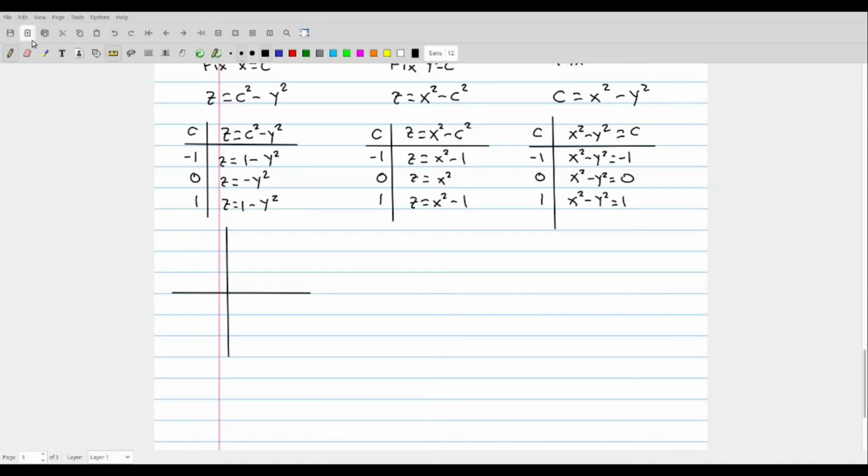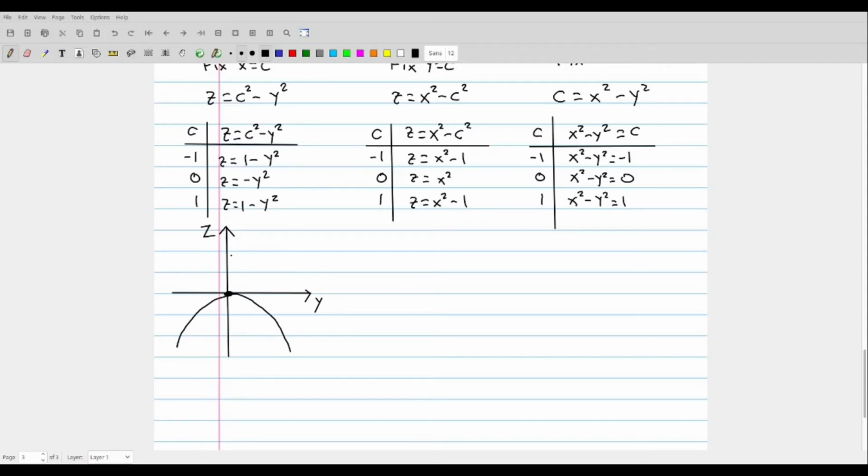Just like before, for the x trace, we have curves in the zy plane. So we have the y-axis right here. This is the z-axis. And specifically, we have curves at c equals 0. So when x equals 0, the intersection is this curve right here. It's a parabola opening down. The parabola z equals -y squared.